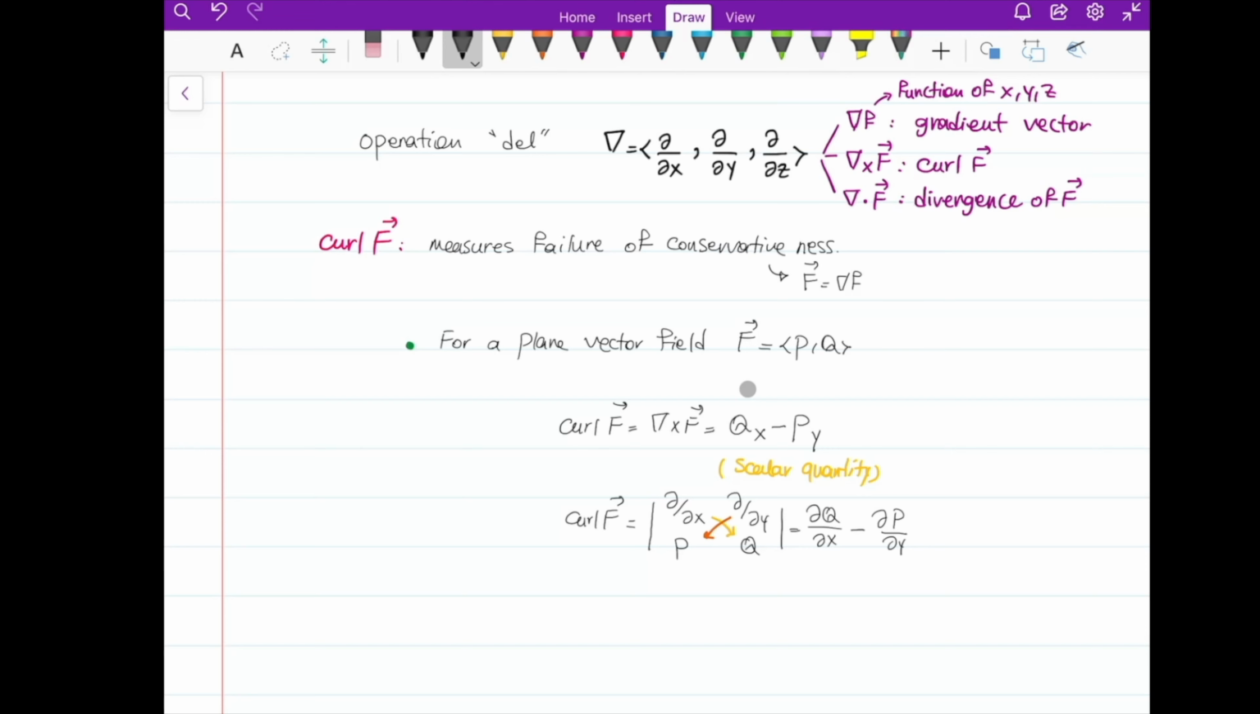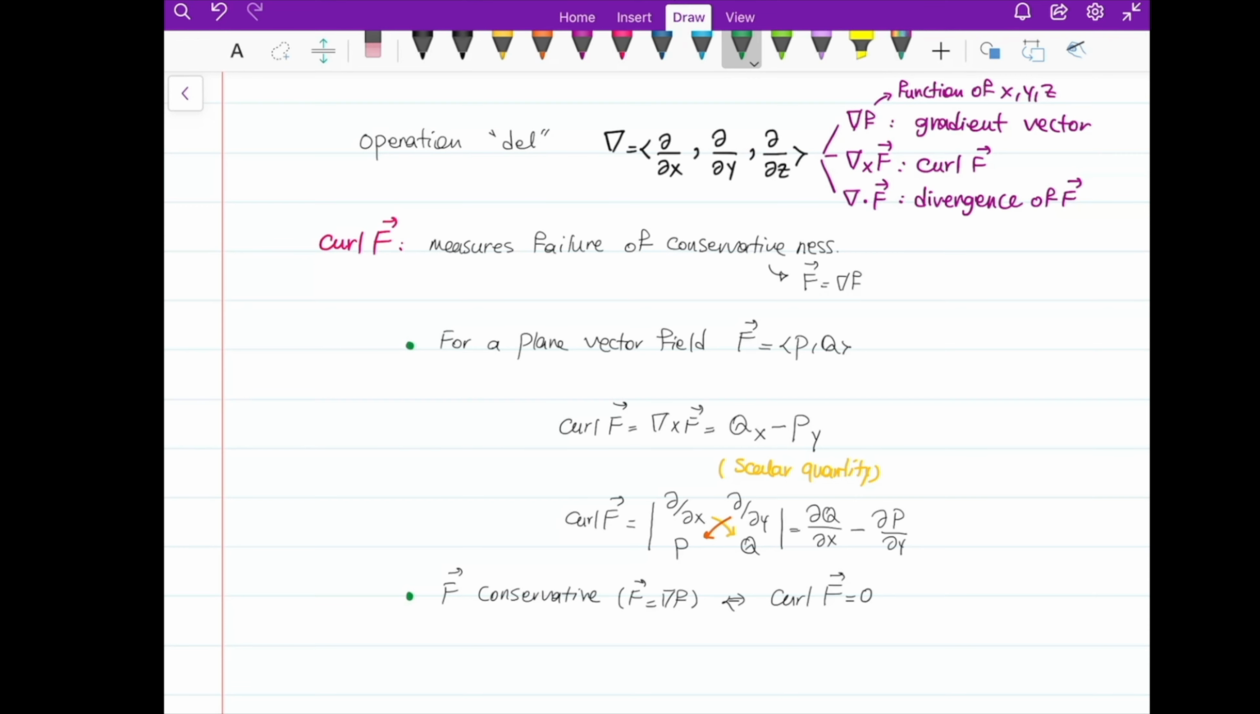Then if you remember, we said that the vector field F is conservative, which means that F is the gradient of a function, if and only if this quantity, Q with respect to x, is equal to P with respect to y, which is basically saying that curl of F is 0. So if curl of F is equal to 0 when F is a vector field in the plane, then the vector field F is conservative.